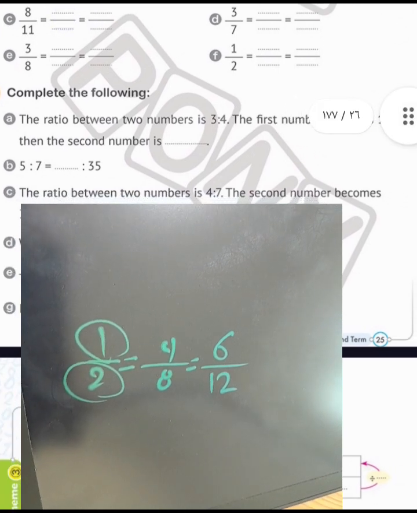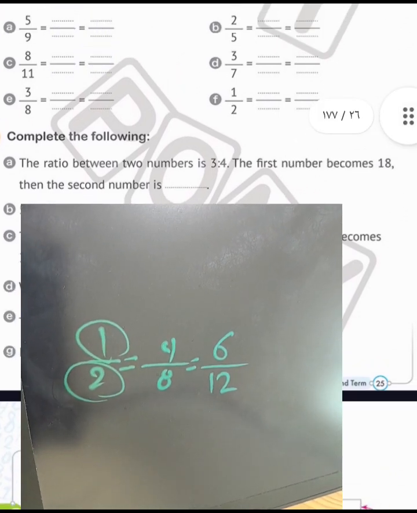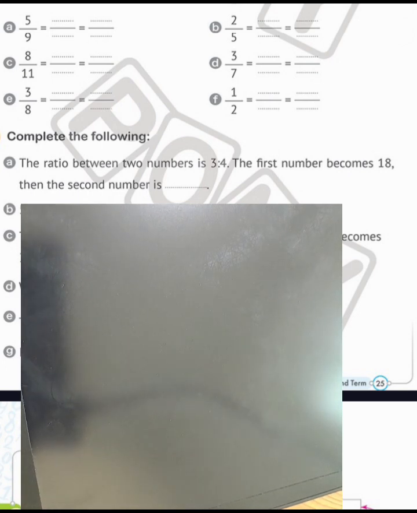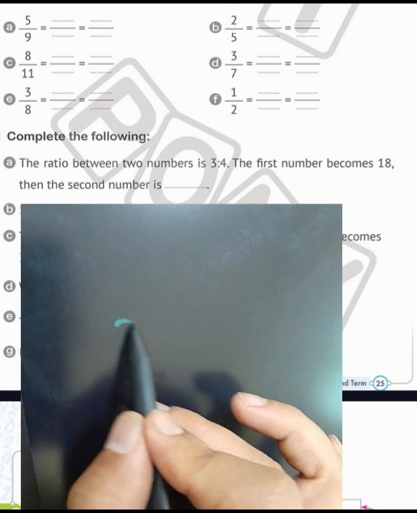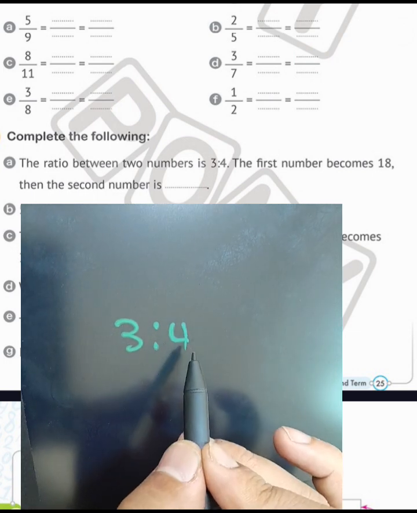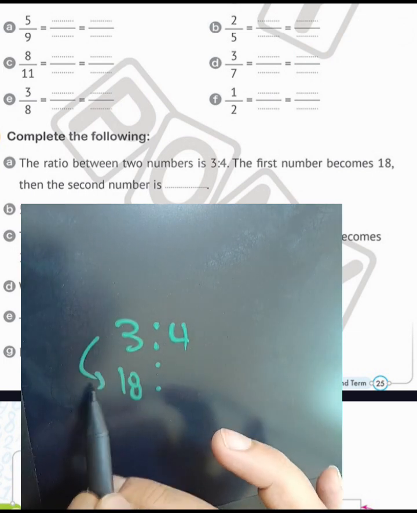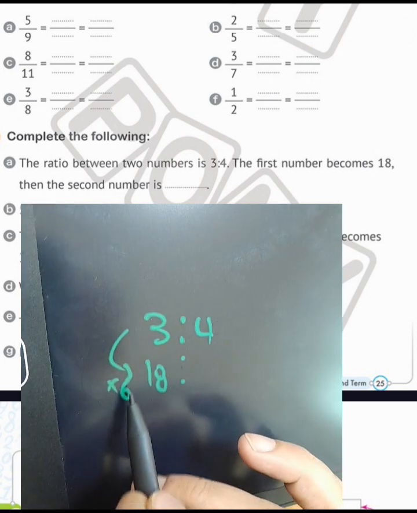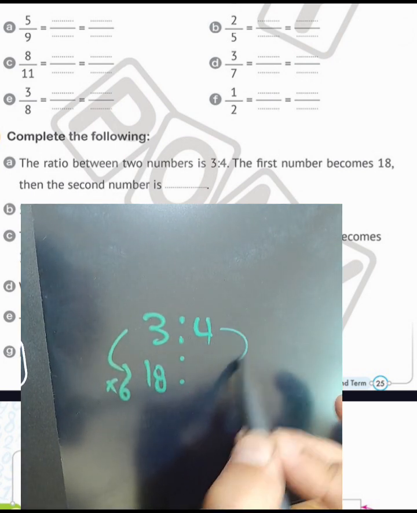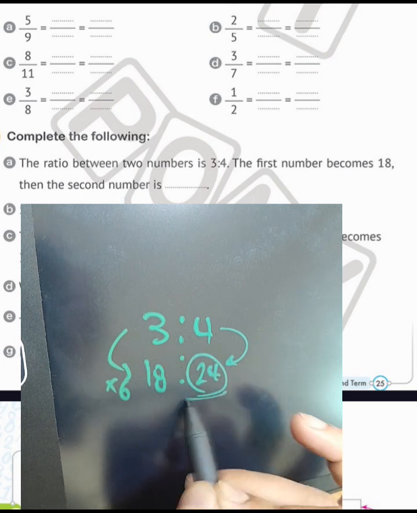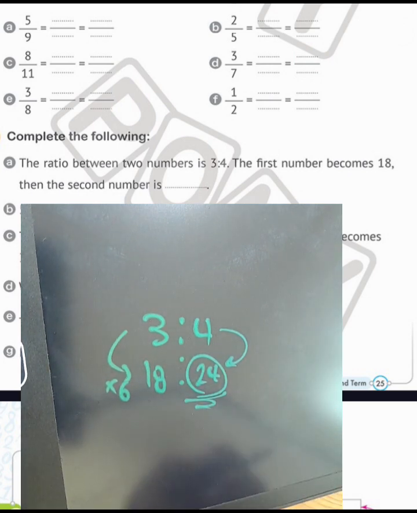Question number 3. Complete: the ratio between two numbers is 3 to 4. And the first becomes 18. The second will be what? We have the ratio between two numbers 3 and 4. And the first becomes 18. Convert by multiplying by 6. 3 times 6 equals 18, and then 4 times 6 equals 24. Then the number will be 24, right? In this space here 24, okay? Right, 24 is the second number.